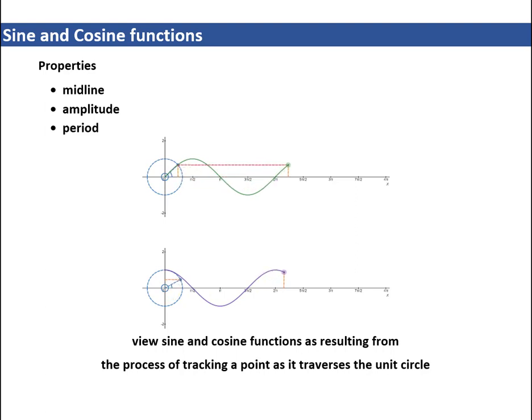For many students, they first think of the sine and cosine functions as being connected to right triangles. While this perspective is valid, it is much better to view the sine and cosine functions as resulting from the process of tracking a point as it traverses the unit circle, as this helps us understand the oscillating behavior of their respective graphs and also see key connections between the values of these two related functions.